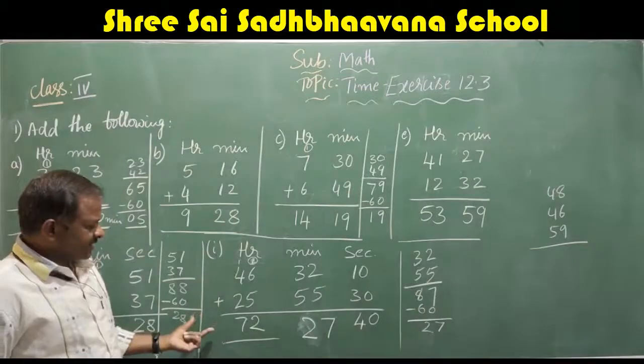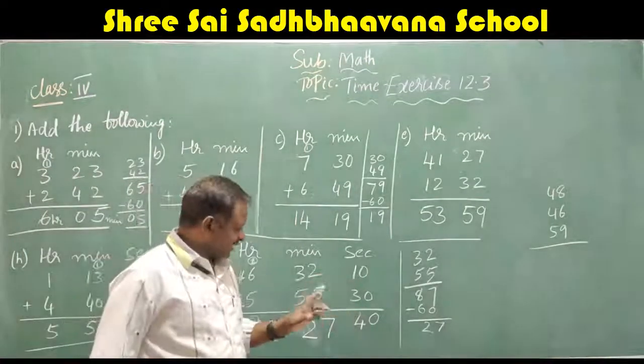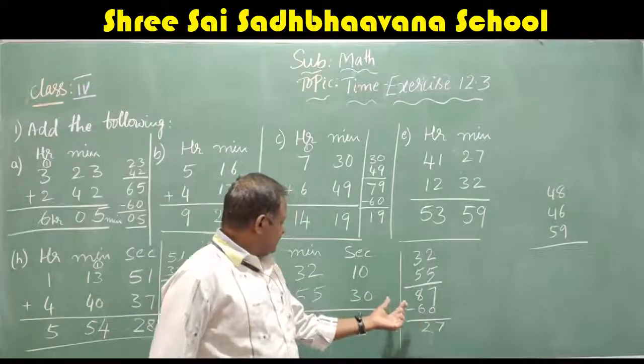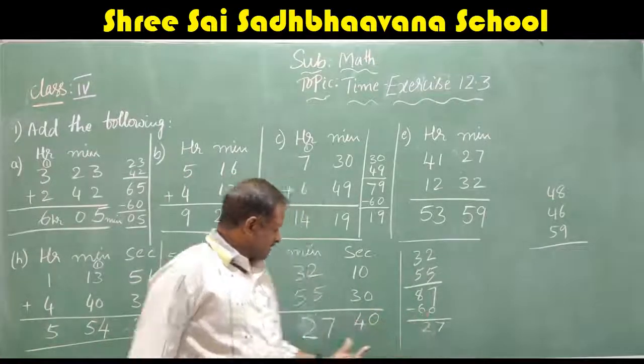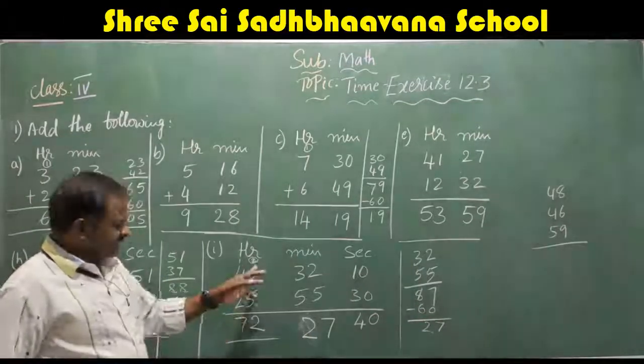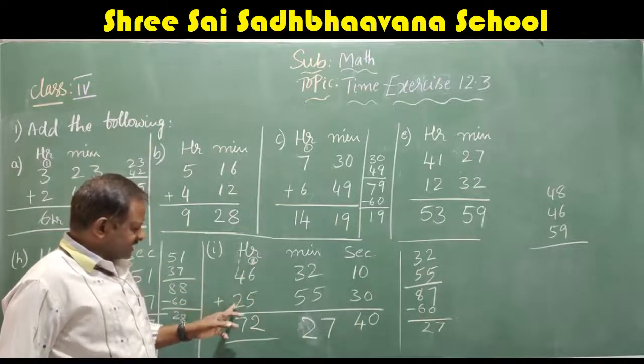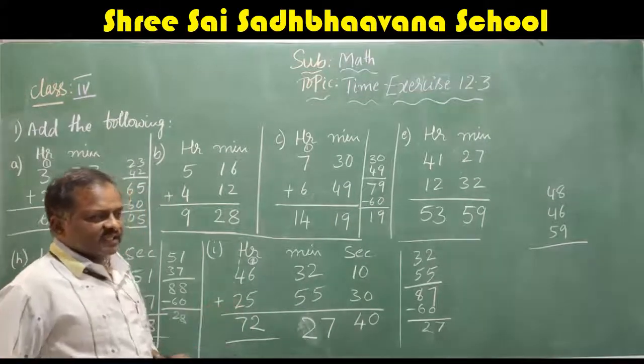Okay, I hope you see here: 30 plus 10, 40. This becomes 87. We'll subtract 1 hour, so you will get 27 minutes. 1 hour I have carried here. 6 plus 1, 7. 7 plus 5, 12. Carry 1. 4 plus 1, 5, 6, 7. So this is the answer.